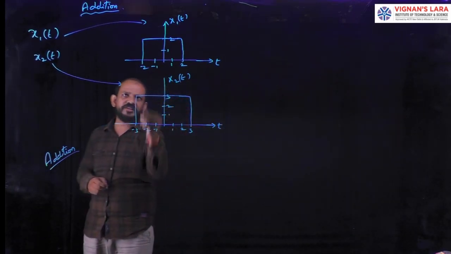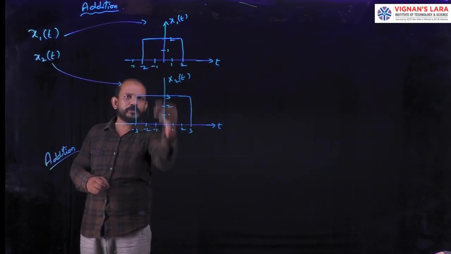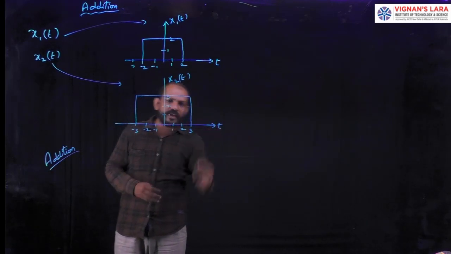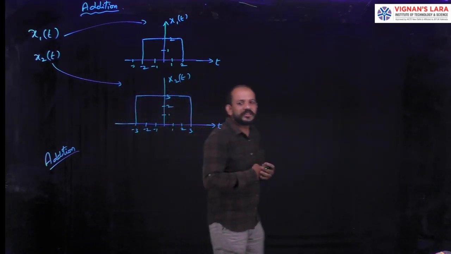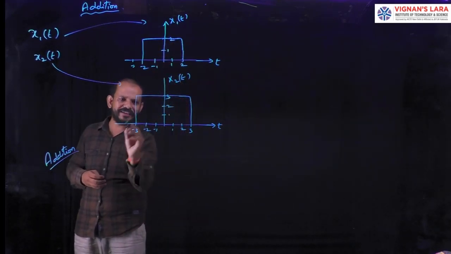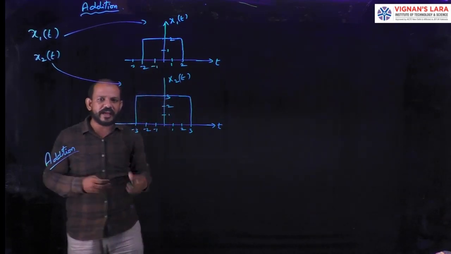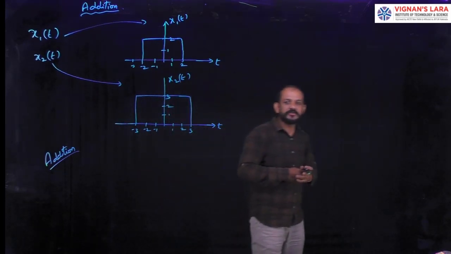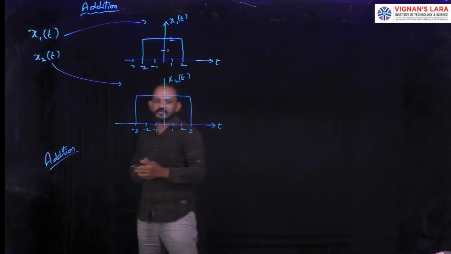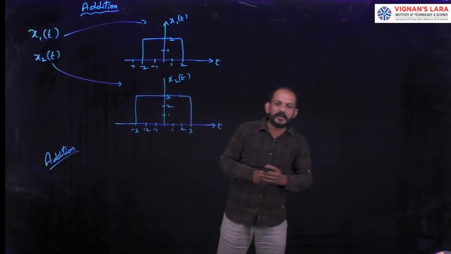That is, at -3, I have to add. At -2.9, -2.8, -2.5, -1.5, -1, 0.5, at every instant of time, I have to add the values of the two signals. So I just add the value of x1 of t and x2 of t at the respective instants to perform the addition operation. In the same way, for subtraction, I have to subtract the values. For multiplication, I have to multiply the values at every instant of time.